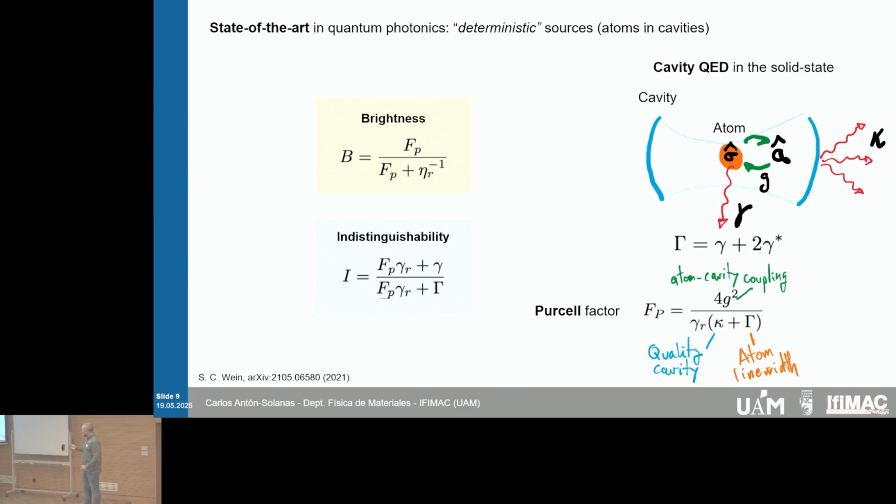So the figure of merit is the Purcell factor, which basically tells us how much this atom and the cavity are interacting, divided by the radiative recombination of my atom, and then the quality factor of my cavity, this is kappa, and gamma, which will be the full linewidth of my emitter. And this Purcell factor, which you want to be as big as possible, plays a very important role for the final brightness that you get and the final indistinguishability.